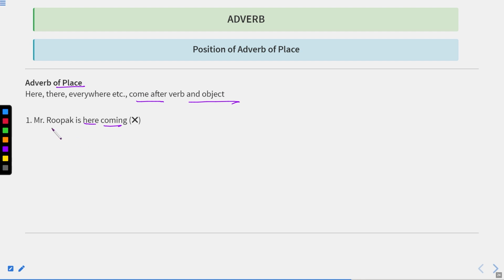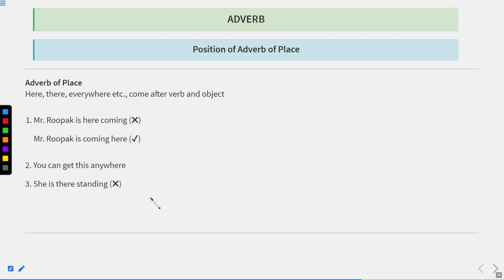So if I say Mr. Rupak is here coming, that is incorrect. Instead, it should be written like Mr. Rupak is coming here. You can get this anywhere. You can see get is the verb, this is the object, anywhere is place. So the adverb of place comes after the verb and the object. She's there standing. Obviously, it is incorrect. So she's standing there. This is how we should use adverbs of place, that is, after the verb and the object. Now let us move to the next one.